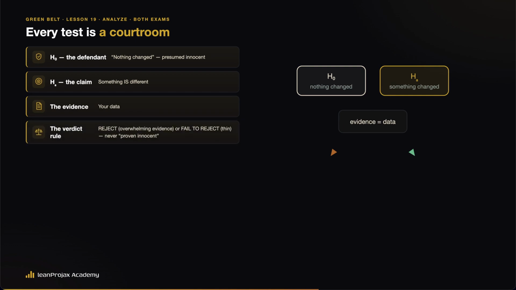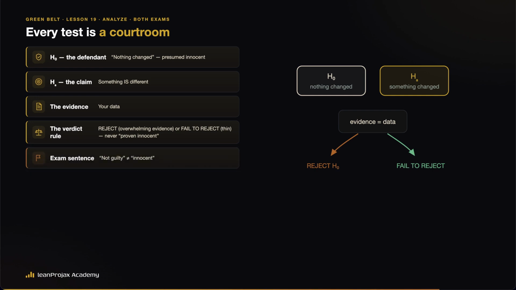You never prove the null true. You either reject it because the evidence is overwhelming, or fail to reject because the evidence is thin. Not guilty is not the same as innocent. That sentence alone answers exam questions.